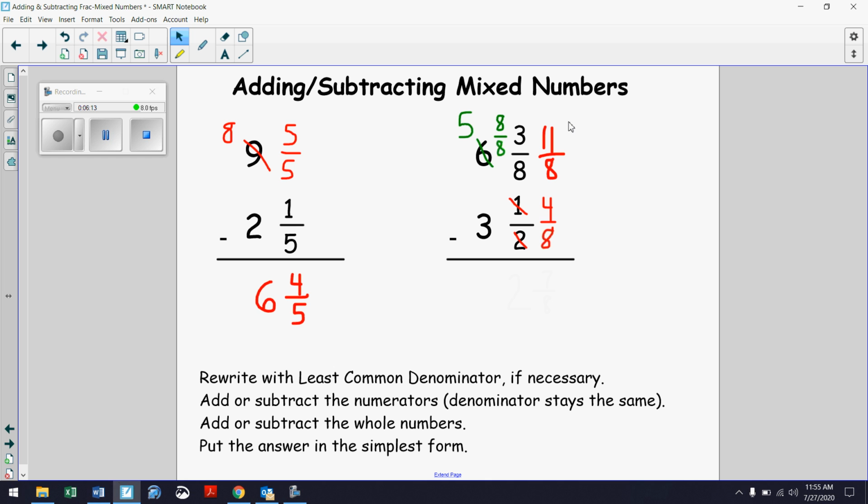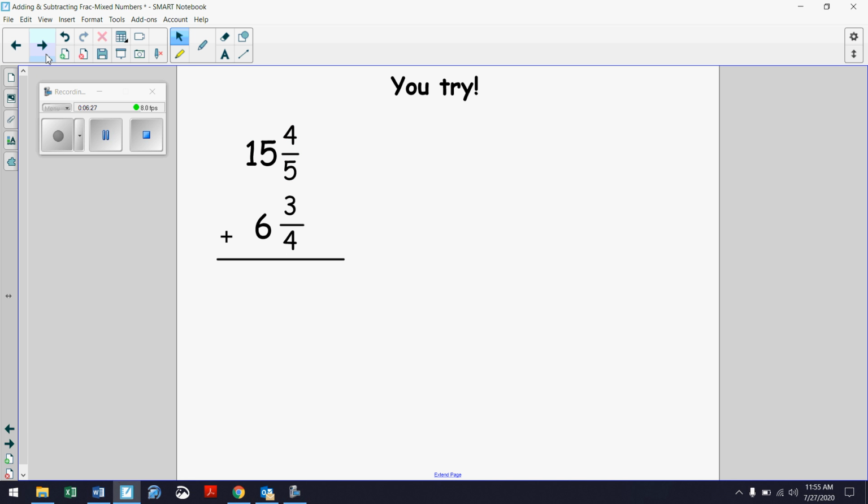Now I can do my subtraction. 11 minus 4, and then I have to subtract my whole numbers. So I get 7 over 8. My fraction, 2 is my whole number, so 2 and 7/8. All right, let's try some of these on our own. So I want you to write this one out, pause your video, try to work it out, and then check back with the answer.